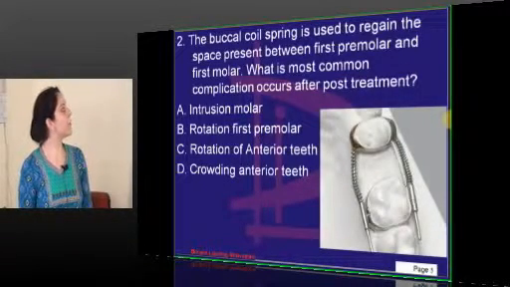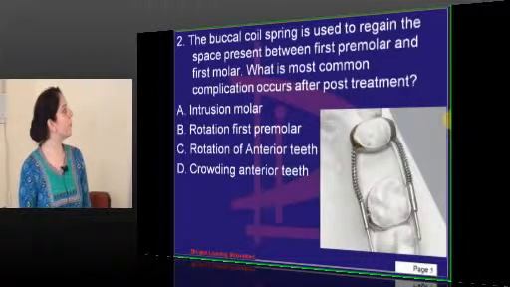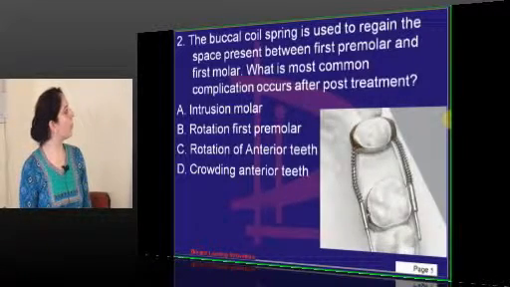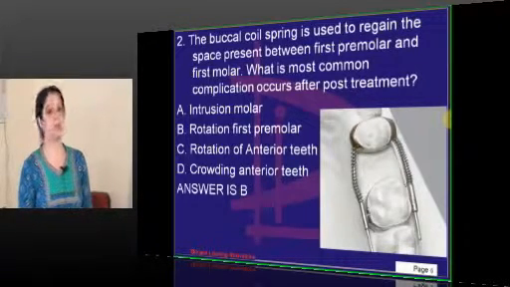The second question is, the buccal coil spring is used to regain the space between the first premolar and the first molar. And what is the most common complication occurring post-treatment? The answer is the rotation of the first premolar.